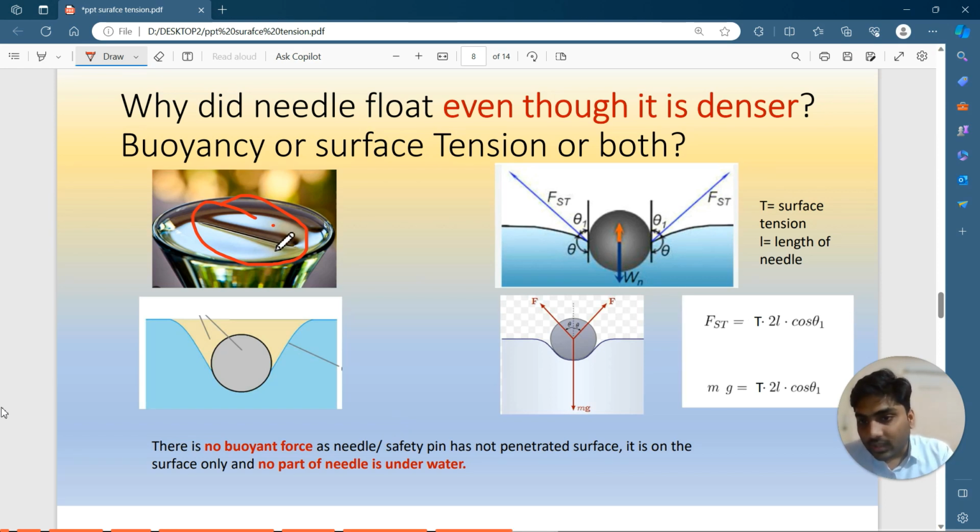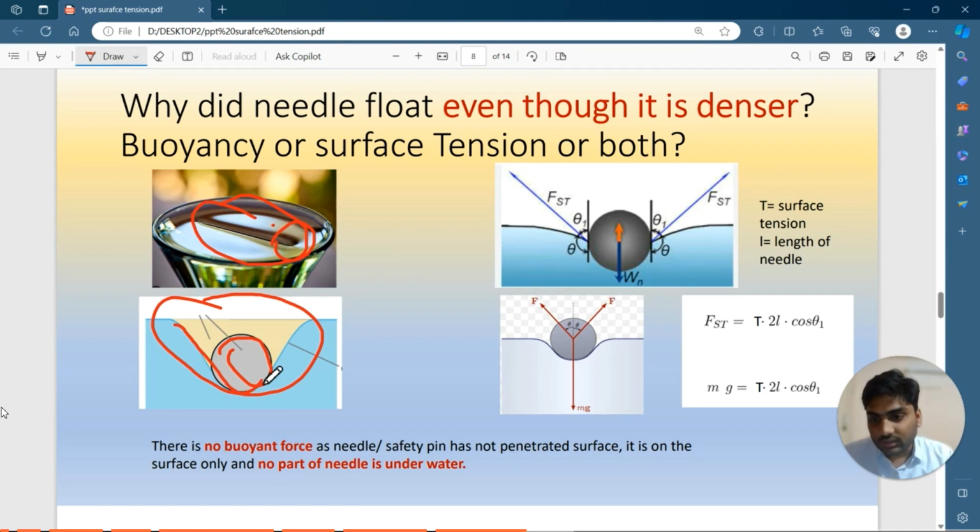I have drawn the zoomed in version of the side view of this needle. Look from this side, it will appear like this. Can you see this? The corner of the needle will appear like this from the side view. This is the water, and this is the depression created in the water. I have drawn a free body diagram of this over here.